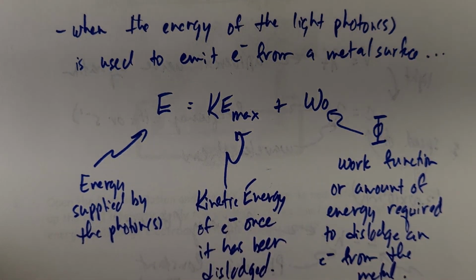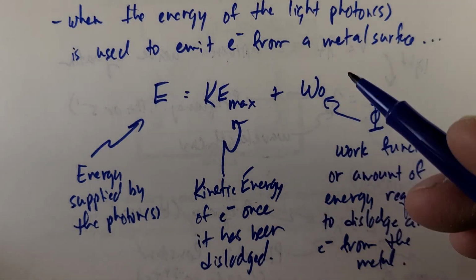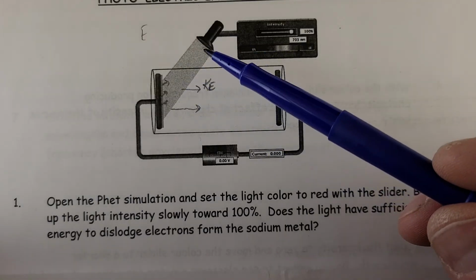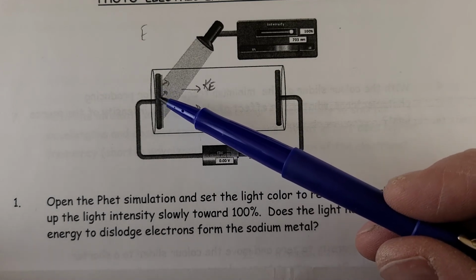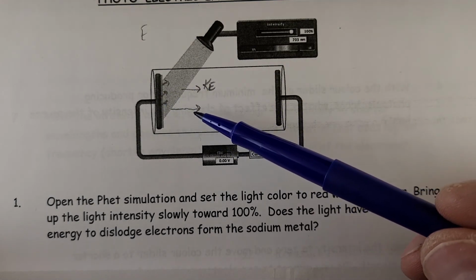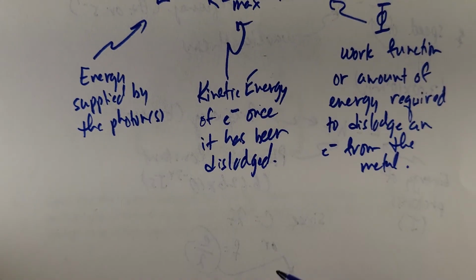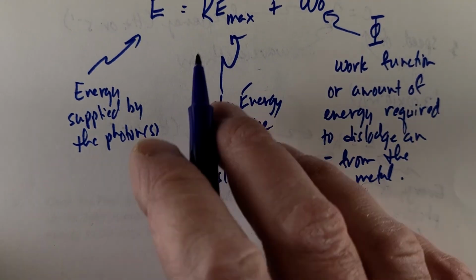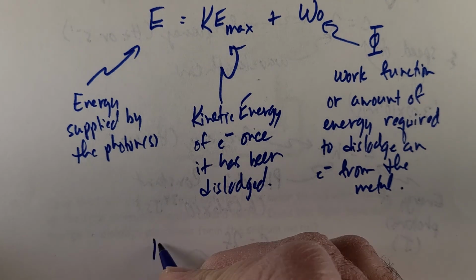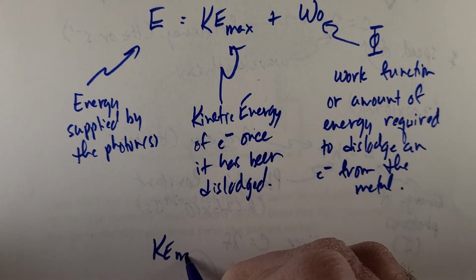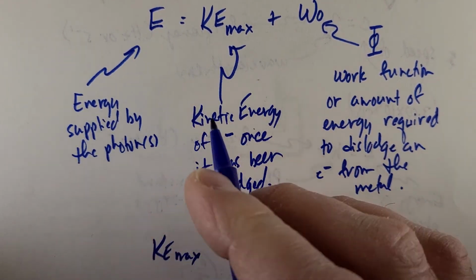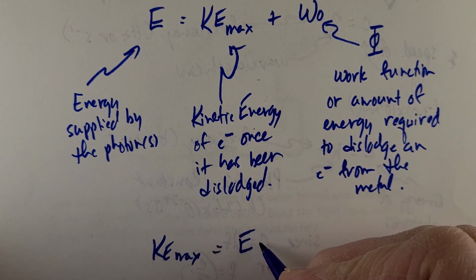dislodged. So again, part of the energy of the photons in the light source is used to kick the electron off the metal, and then the remaining amount of energy that it has is the kinetic energy that it uses to go from one side of a plate to another. And of course we can solve for KE max. So if I subtract W0, of course we have this.